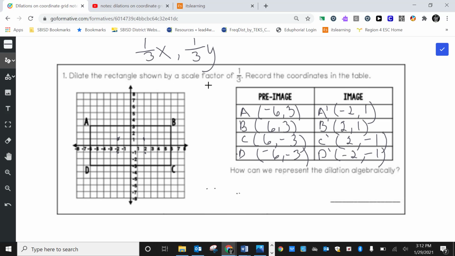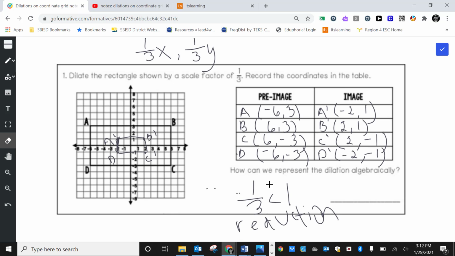Now let's remember, I should already know before I even do this if it's going to be an enlargement or a reduction. If I'm multiplying by 1/3, 1/3 is less than 1. So that tells me that it should be a reduction. It's going to get smaller. Okay, so if I connect it, and remember this is my prime, you can label it A prime, B prime, C prime, and D prime. It did get smaller. It was a reduction.